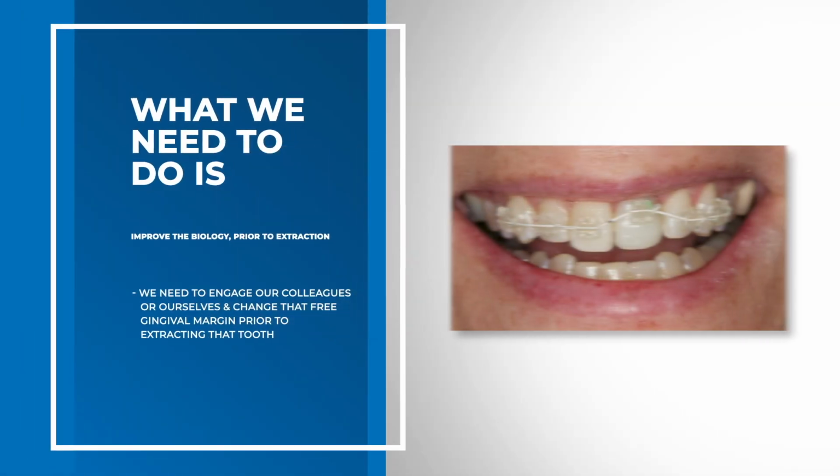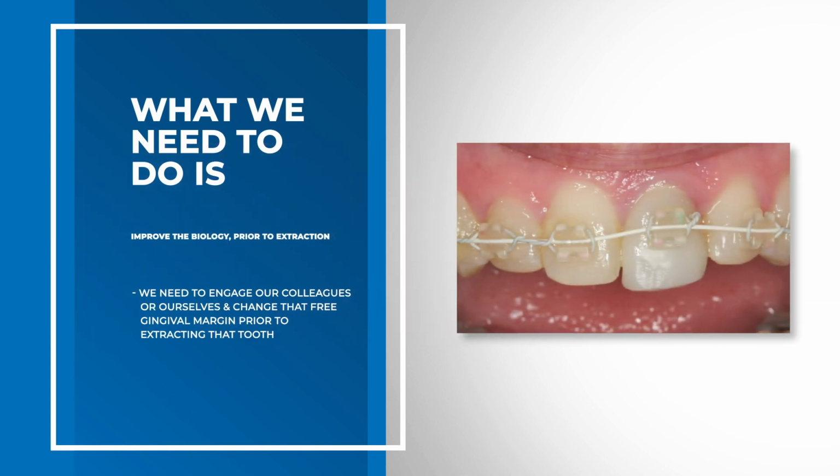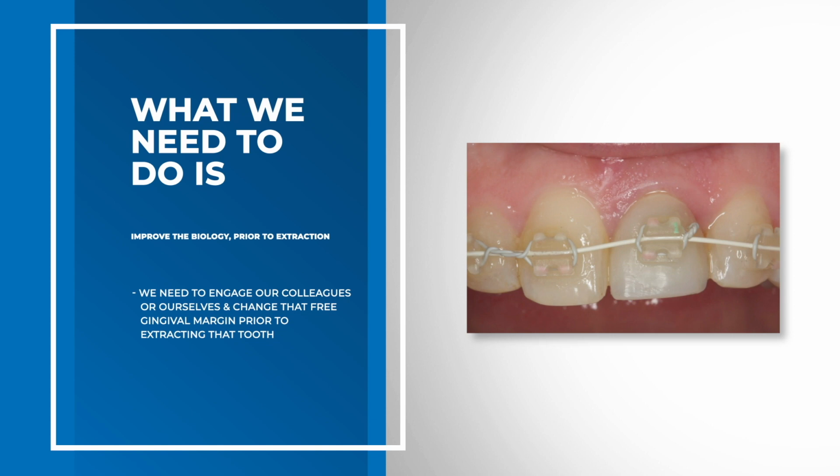So what we need to do is improve the biology prior to extraction. We need to engage our orthodontic colleagues or ourselves and change that free gingival margin prior to extracting that tooth. As in this case, where we used light continuous orthodontic force to extrude the tooth, bring the soft tissue and bone down so that now you can see the free gingival margin is equigingival to the contralateral tooth.